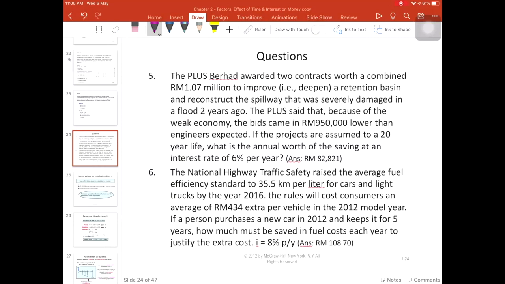You get the answer? No, sir. Which one? Number 5, number 6? Number 5. Okay, we show the answer.